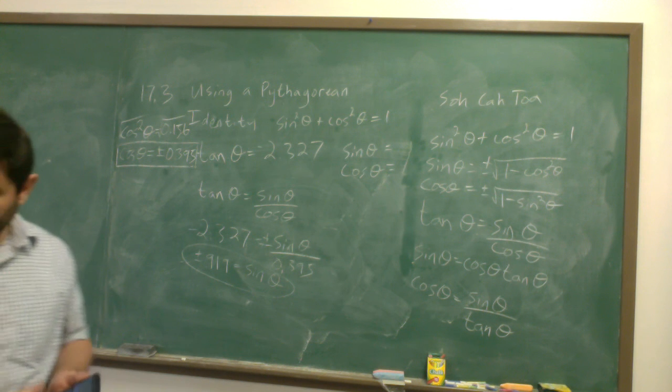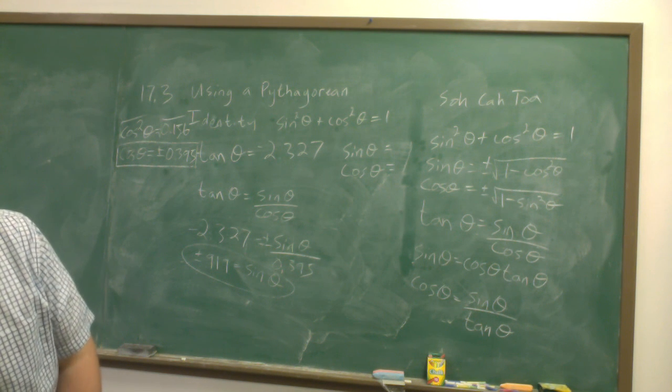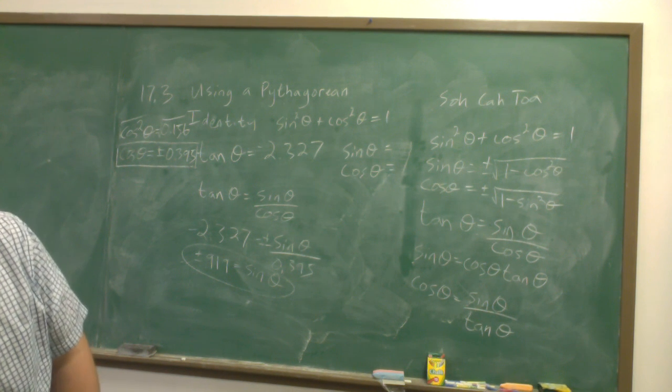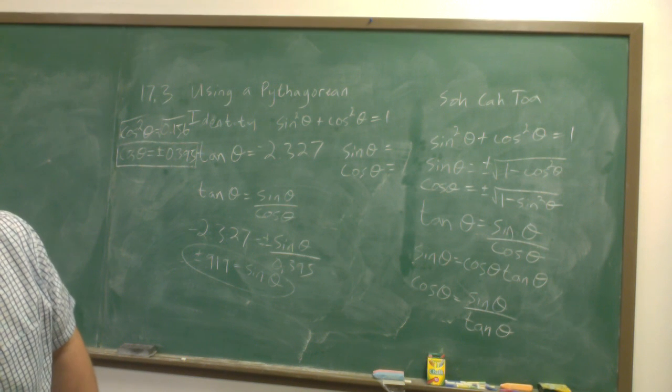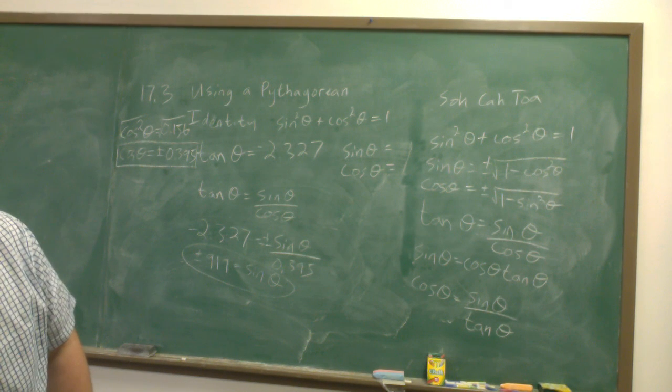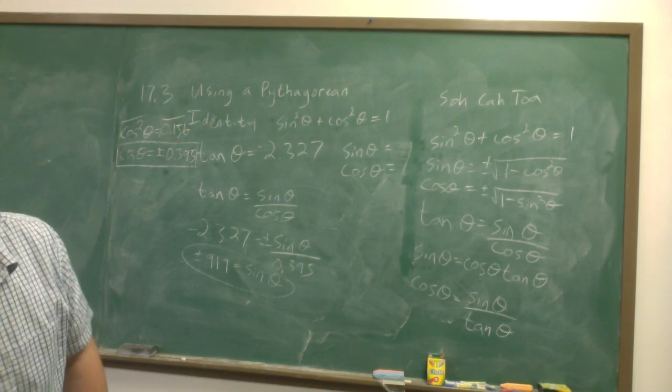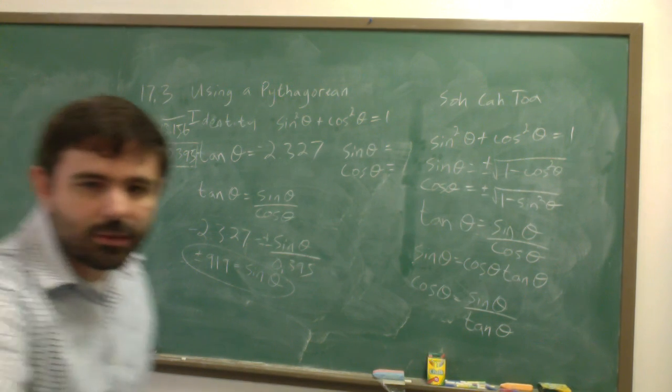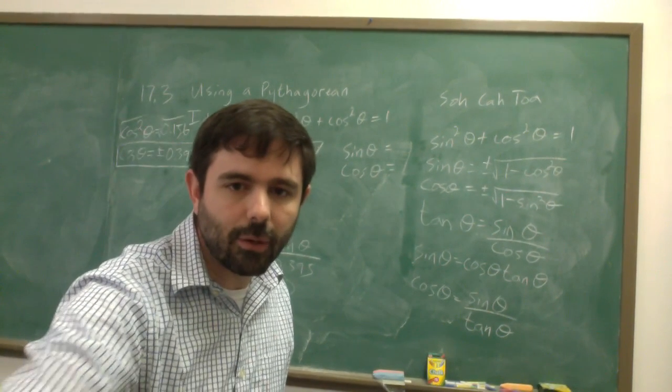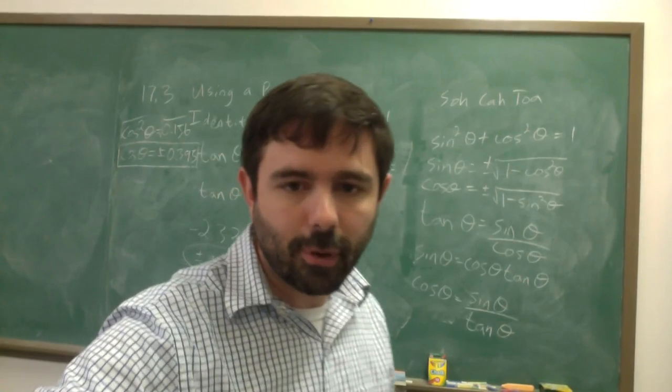So that's a little bit of work, but you just use your identities. And you got it. Let's do one more like that, and then you're going to be ready for the assignment. How much time do I have left? Well, we're going to stop there and then do a part 3 of this video.